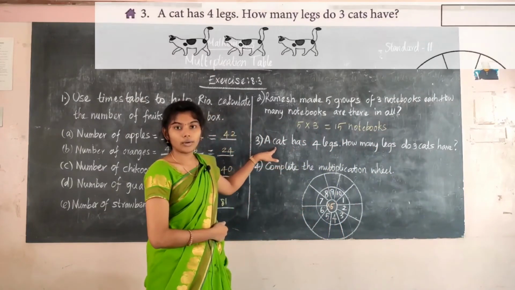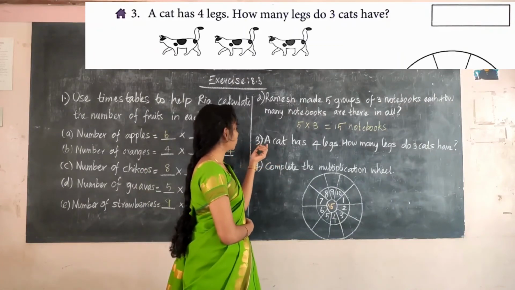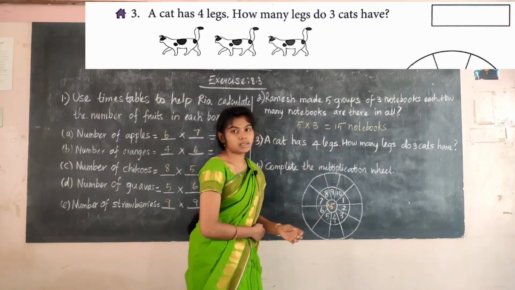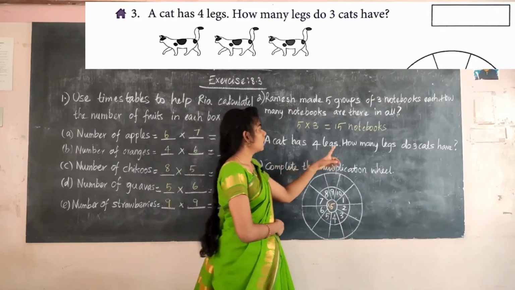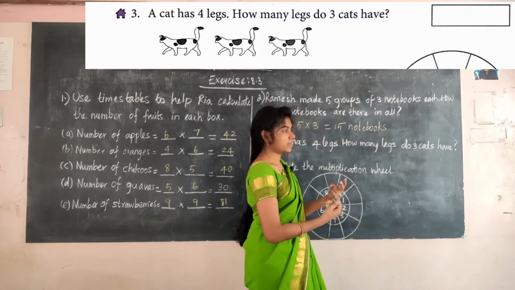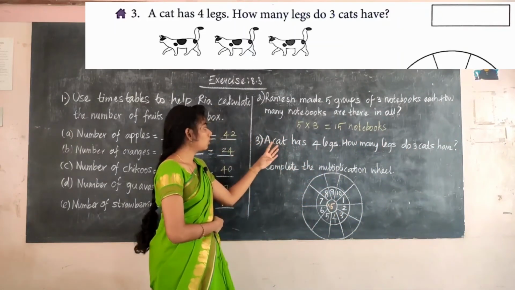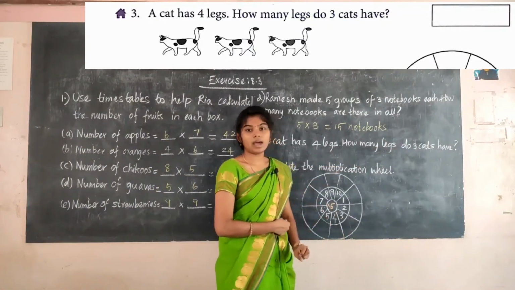And see the next question. This question you are going to do as your homework. See the picture given there also, in the book. A cat has 4 legs. You all know the cat has 4 legs. How many legs do 3 cats have? We are having only 2 legs, but a cat has 4 legs. So here, how many legs do 3 cats have?